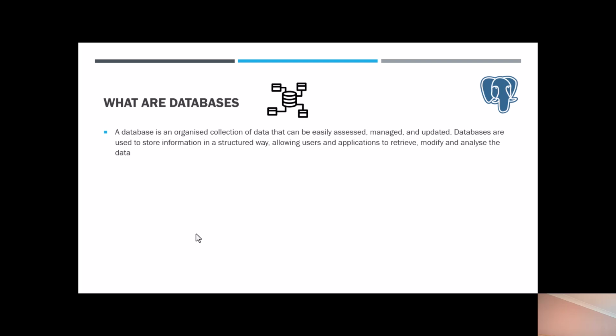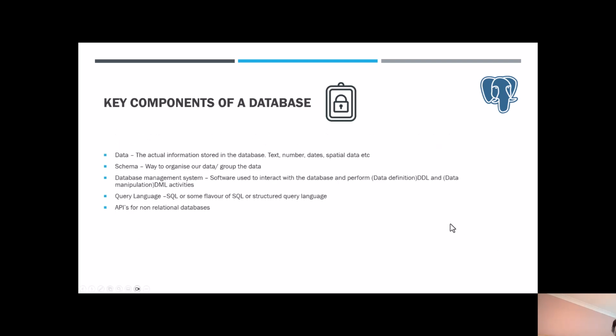So that's that. Moving on to the next one, what are the key components of a database? Obviously you want to store data, so that is the key component. And when you start talking about data, it could be text, so it could be names, it could be numbers, like telephone numbers, it could be dates, it could be spatial data like longitude and latitude. Information in a database is stored in schemas, at least in the relational world. You have a database, then you've got schemas, then you've got tables underneath it. So that is a way to organize or group the data. That is also a key component.